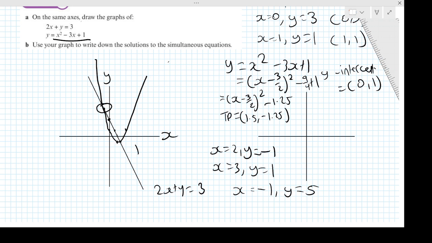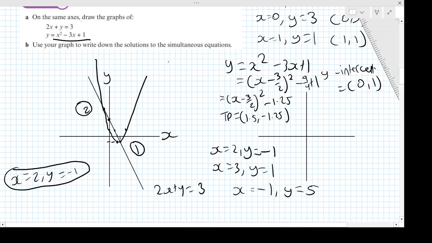Okay, let's deal with this point first, point 1. Well, that's going to be this point here when x is 2, isn't it? So x is 2, then the y value is -1. Again, if you read off the graph there, you get x is 2, y is -1. Then the next solution would be up here. So if you read off that graph, it's going to be when x is -1, and then y would be up here, which should be 5 there, right?